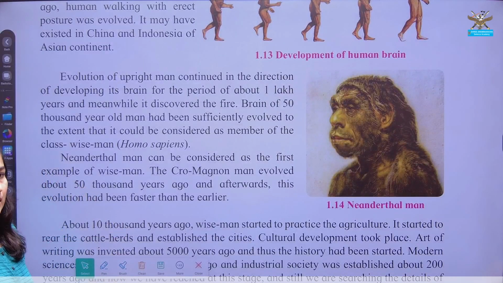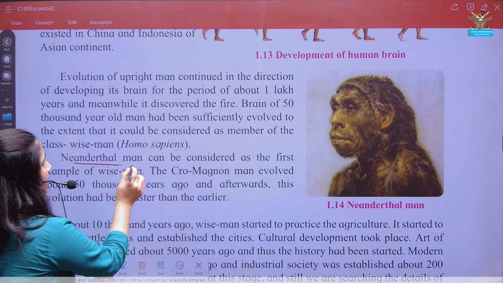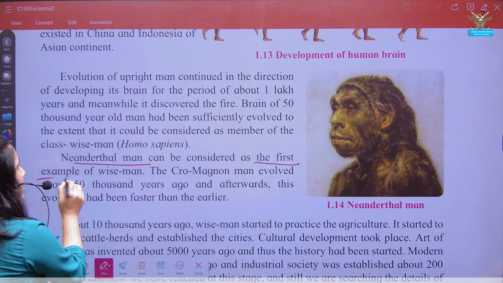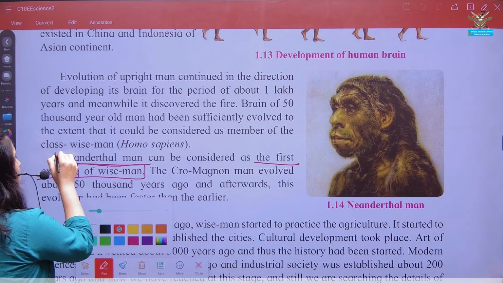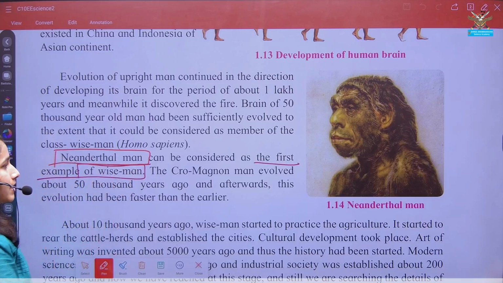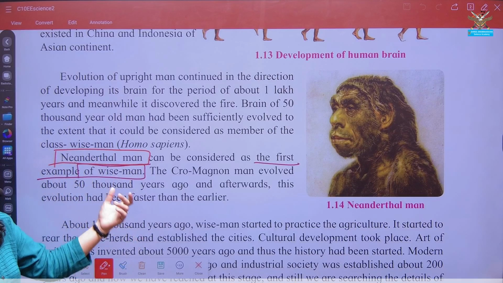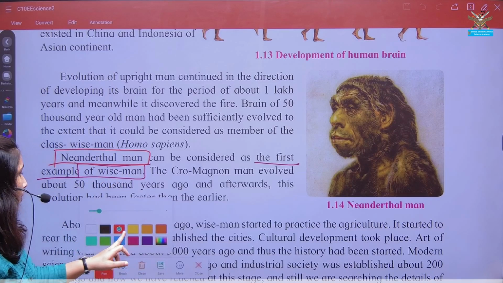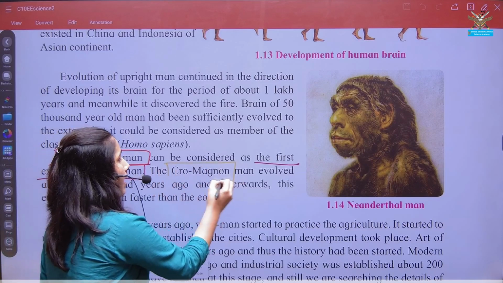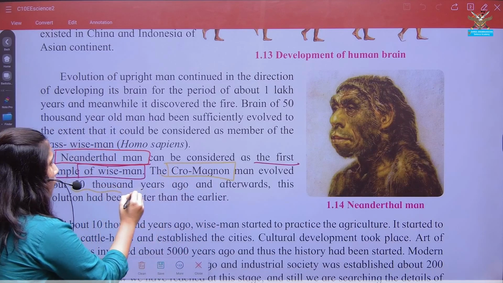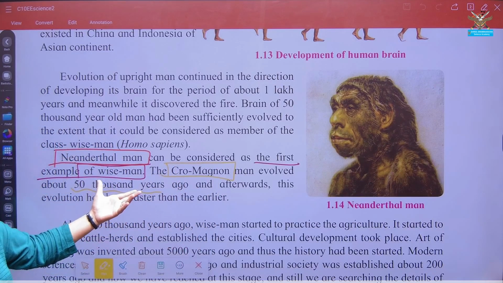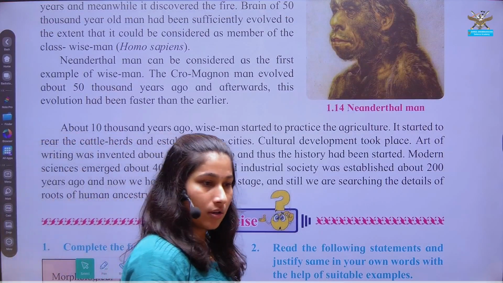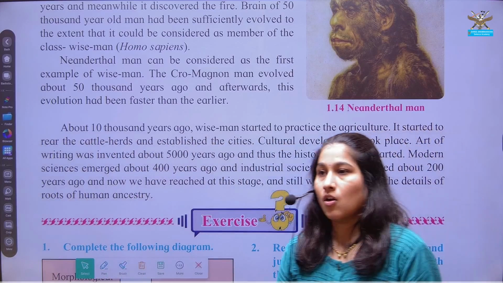After Homo sapiens, evolution continued, and Neanderthal man is considered as the first example of wise man. Neanderthal man is an example of first wise man. Cro-Magnon man is 40,000 years. Recently, with the Cro-Magnon man, evolution has continued, and today's humans are observed.